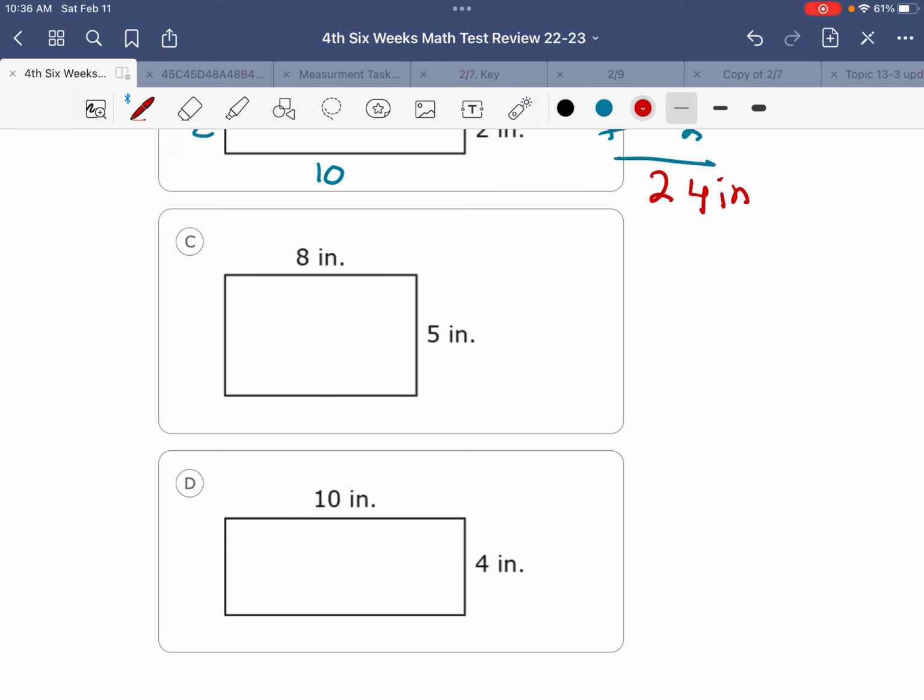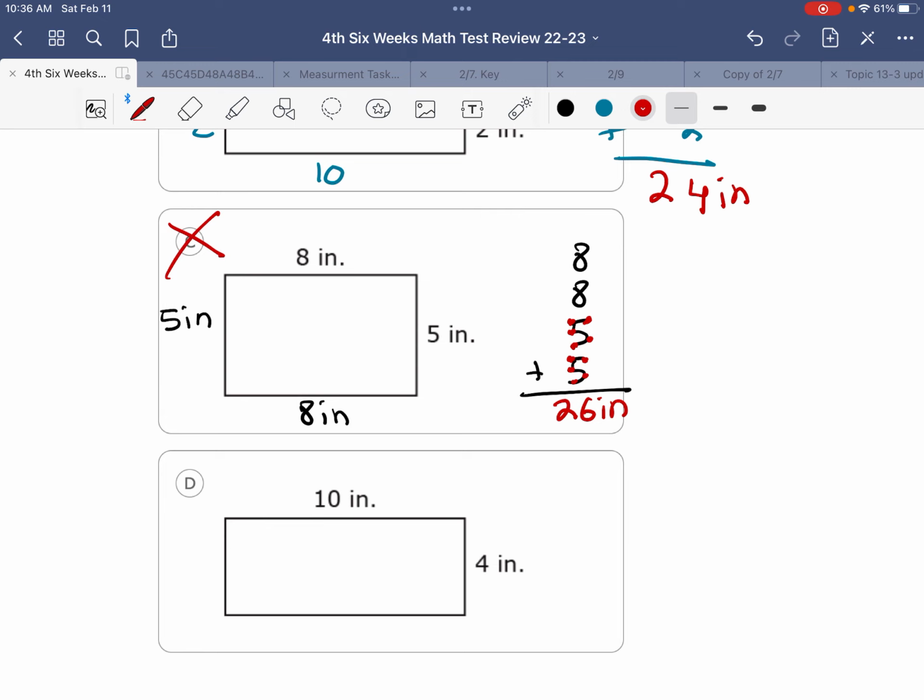Again, for C, I'm going to add all sides. So I have 8 on top, 8 on the bottom, 5 on the side, 5 on the side. If I add them, I get 8, 8, 5, 5. When I add this, I have 16, 17, 18, 19, 20, 21, 22, 23, 24, 25, 26 inches. Again, I'm looking for 40. So not C. For D, label my sides.